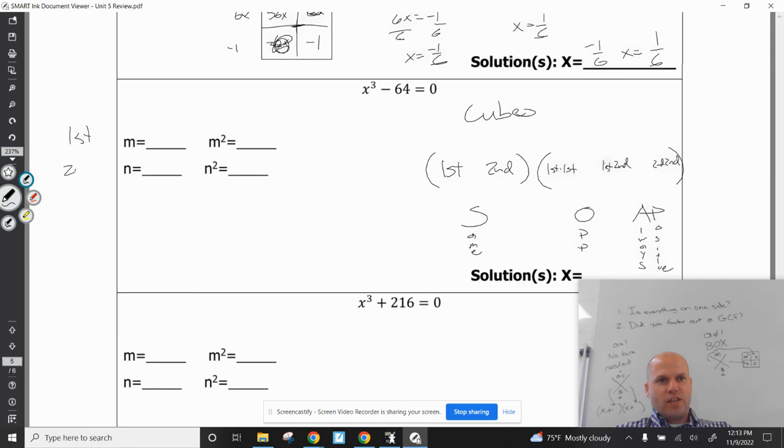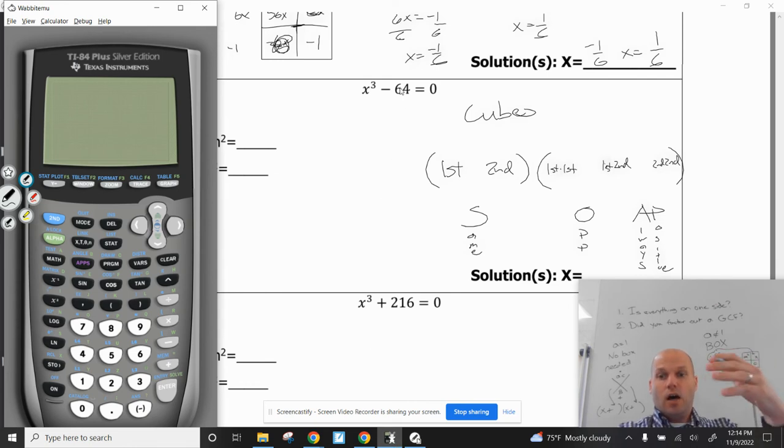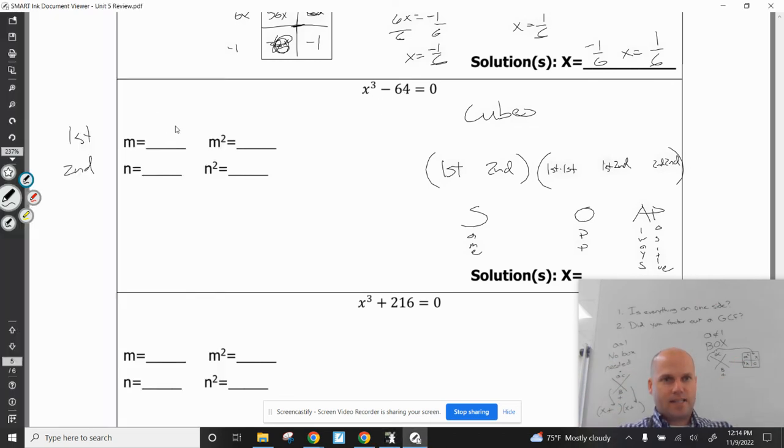Identify the first and the second. Since it's cubed, we're talking about what number times itself three times gives us these values. Like x cubed, x times x times x is x cubed. Okay, so that's how I identify my first.